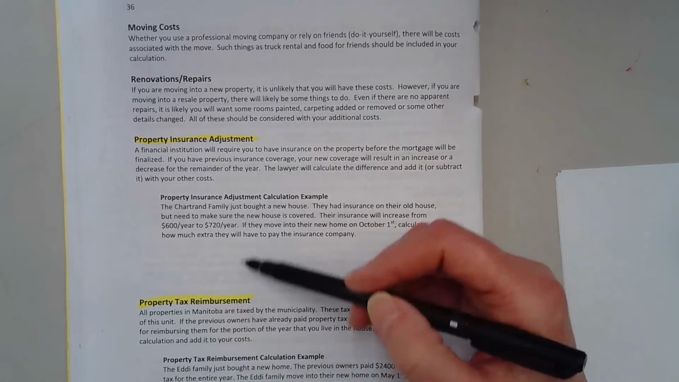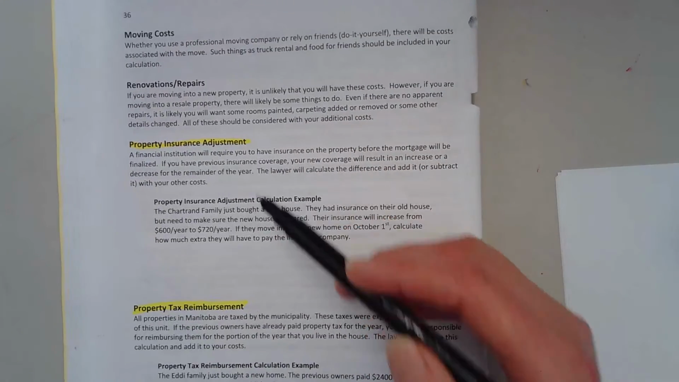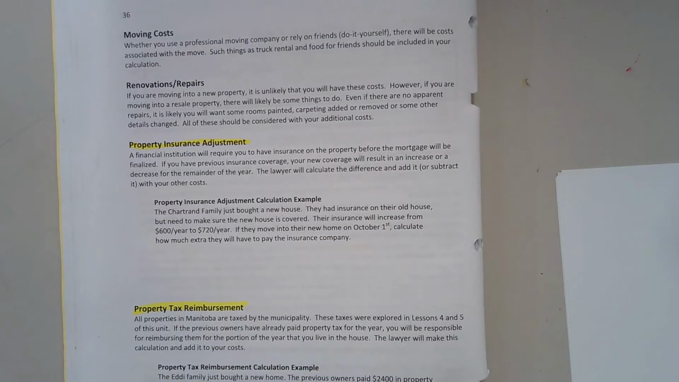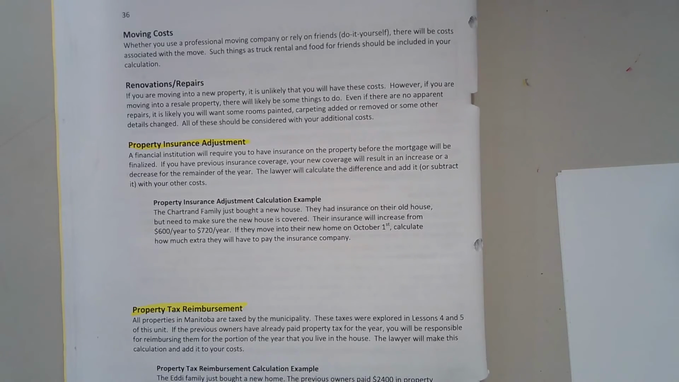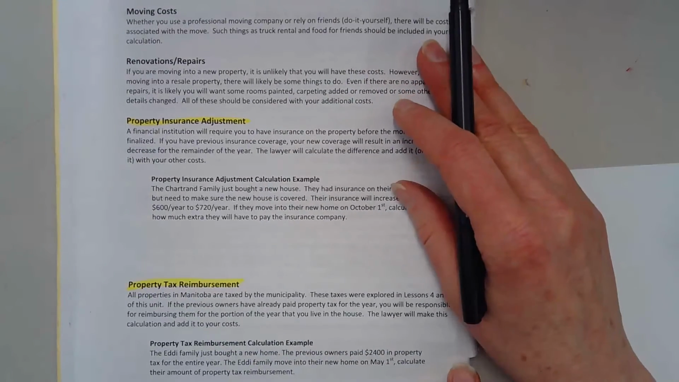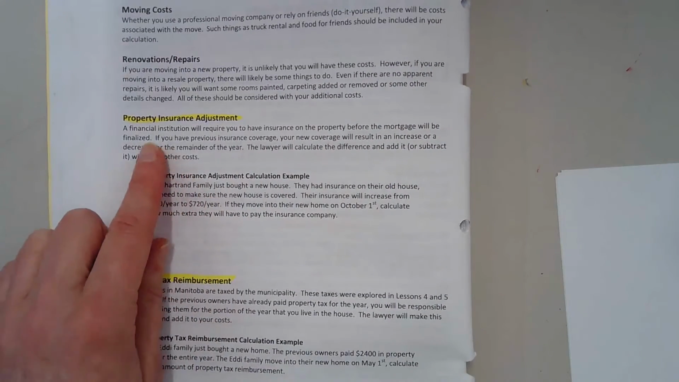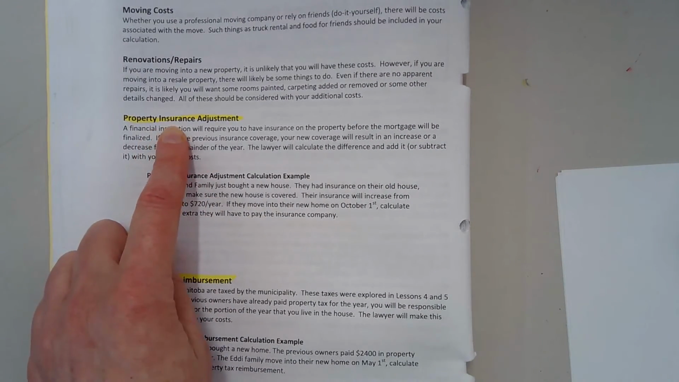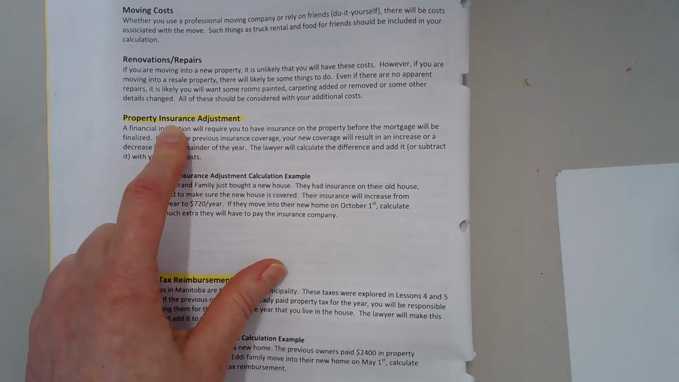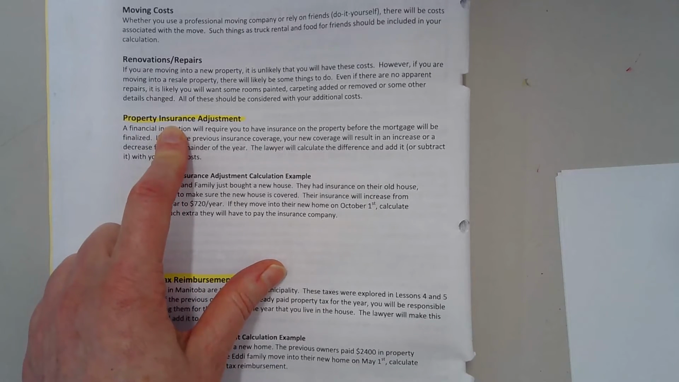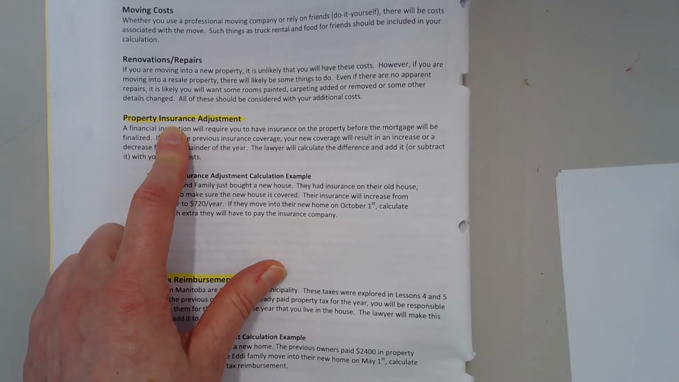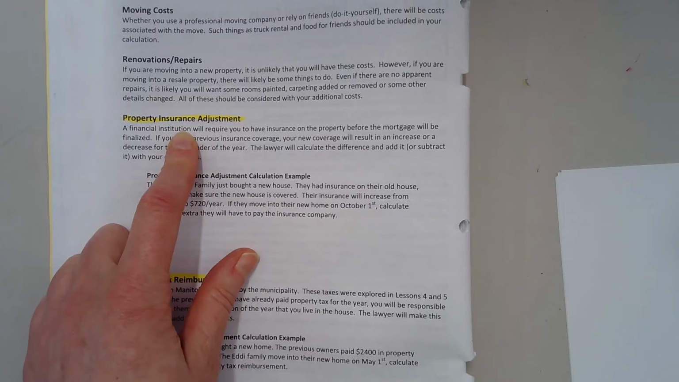Both of these are adjustments or reimbursements. One's technically called an adjustment in legal terms, and one is a reimbursement, but the calculations are the same. So we're actually going to read through what these entail so that makes sense for what we're calculating. So for property insurance, that was lesson 4. Remember when I said that in Canada you can't buy a house unless you insure it? So we're not talking about tenants insurance right now, we're talking about property insurance.